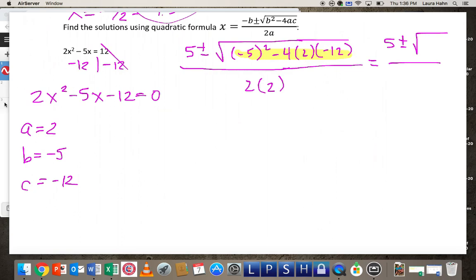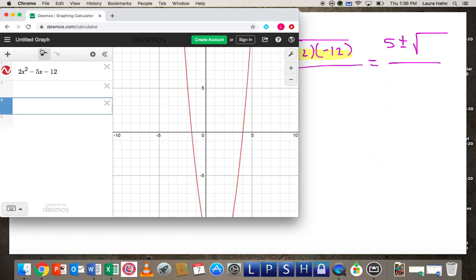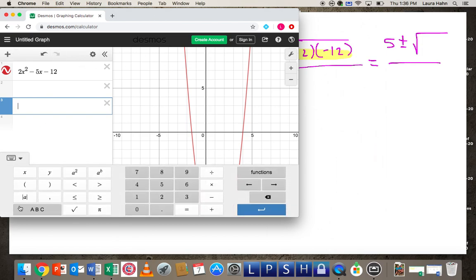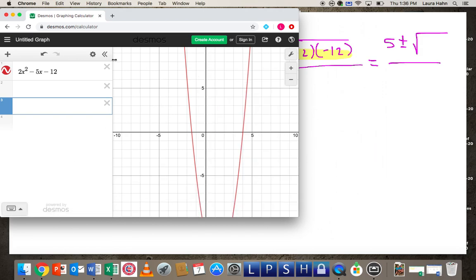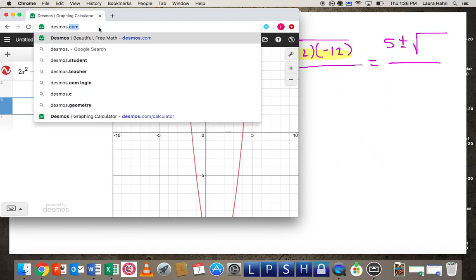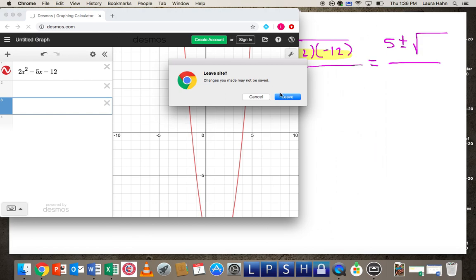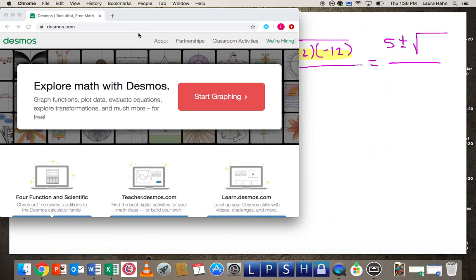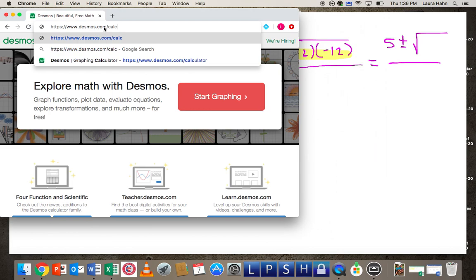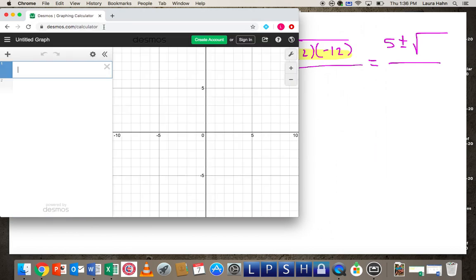So I'm going to go back to my Desmos calculator. And I don't want to graph it. Desmos.com, slash calculator, I believe. Maybe I just type it in.